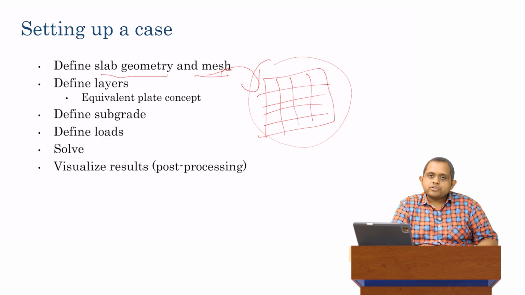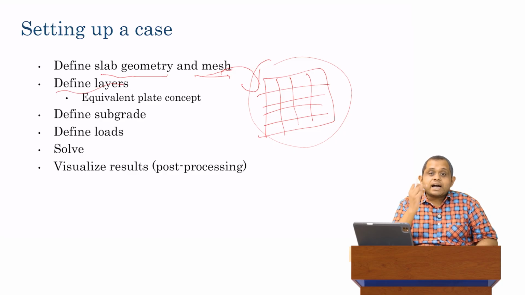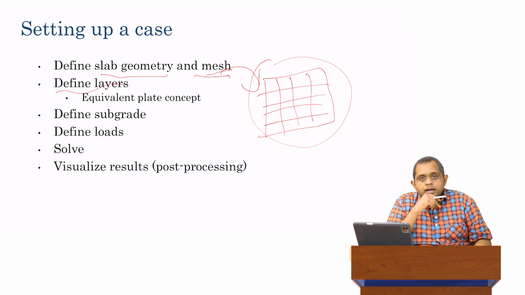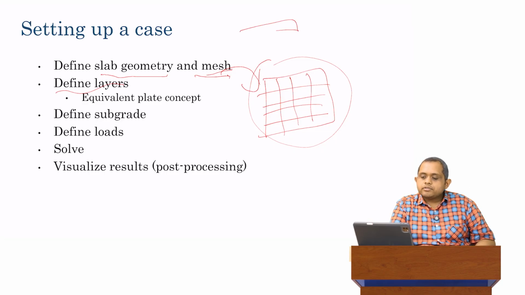So define your geometry of the slab and define the mesh. Then go on to define the layers. One of the advantages of ISLAB as compared to ILISLAB, besides the temperature calculation, is that ISLAB has the capability to analyze multiple layers. If I'm looking at the cross section, you can have more than one layer, and these layers can be bonded or they can be unbonded.